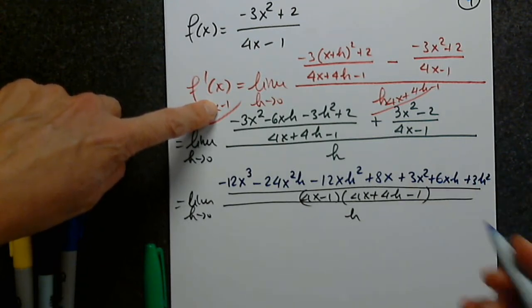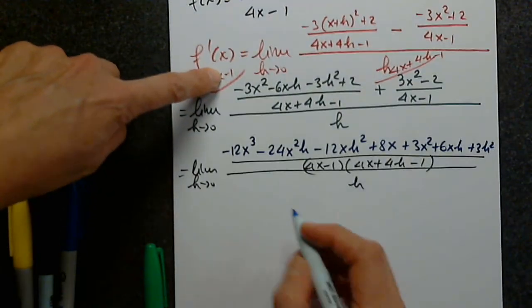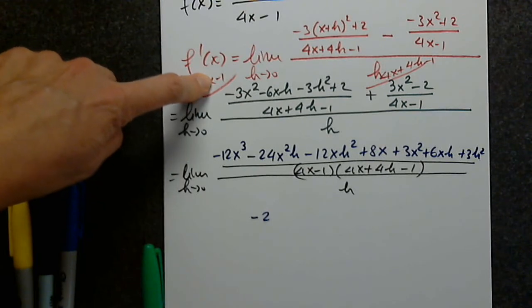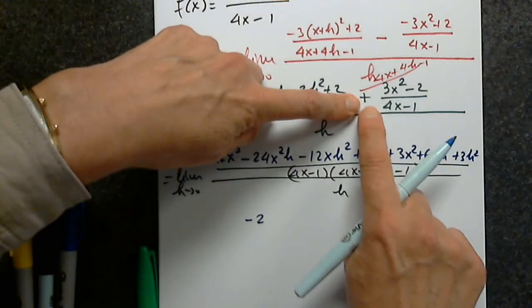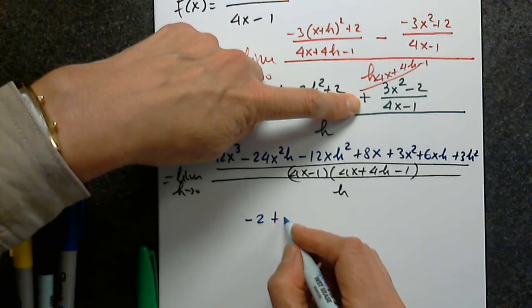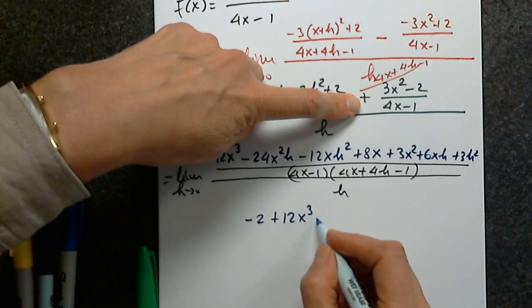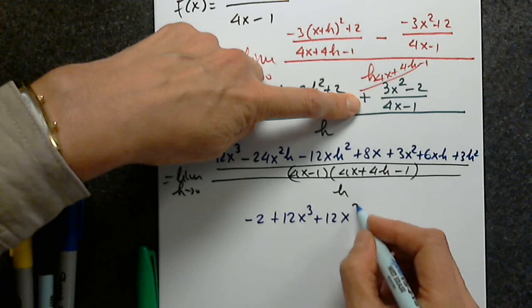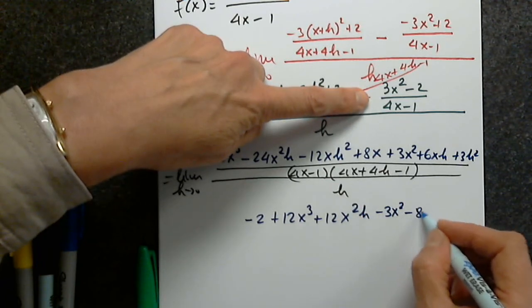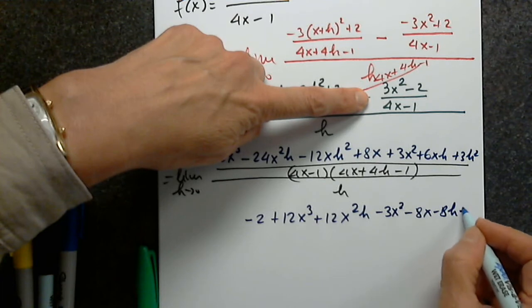Of course, as you know me already, I ran out of room, so I'm going to continue here. Negative 2. Okay, plus. I distribute 3x squared to these 3 terms first. So plus 12x cubed plus 12x squared h minus 3x squared, and then minus 8x minus 8h and plus 2.